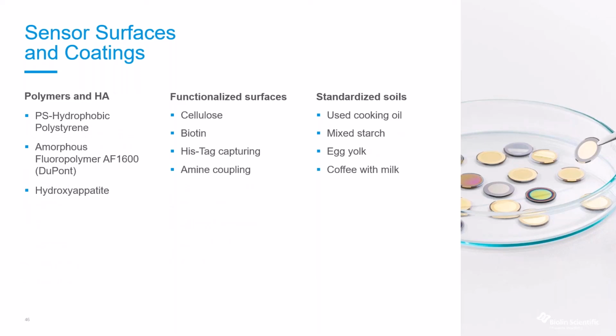We have several polymers, we have functionalized surfaces, we have cellulose, biotin, His-tag, and then we also have surfaces that are tailored for cleaning research and development. We have different stains and coatings that can be studied. You can study the removal of different materials from the surface when you develop a new detergent or some dishwashing powder or something like that.